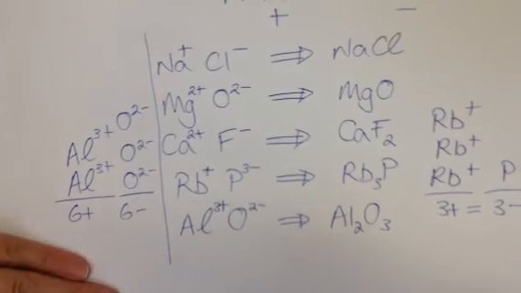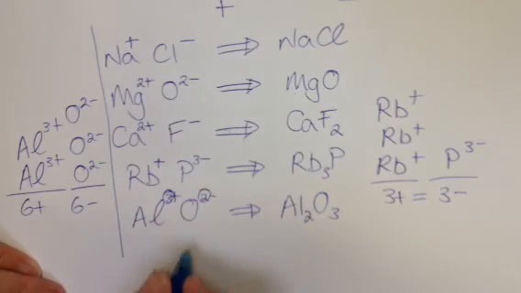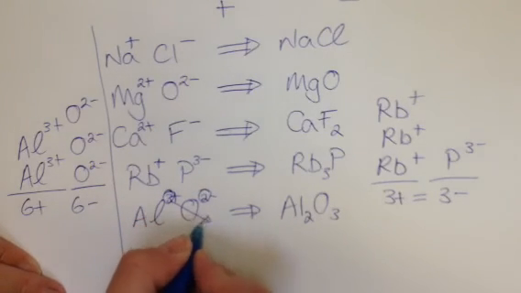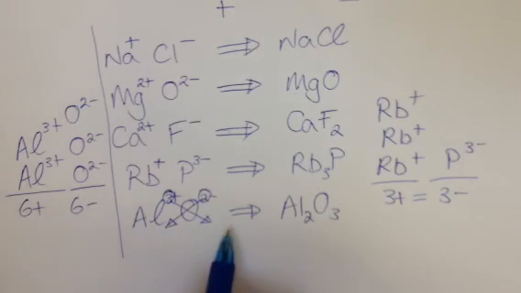Now an easy way to do that is called the crossover method. You take the superscript, the charge, and you cross it over and you make it be the subscript on the other element. So we end up with Al2O3.